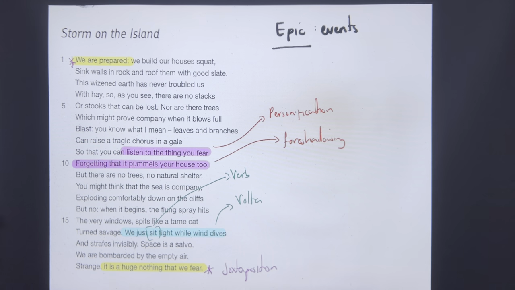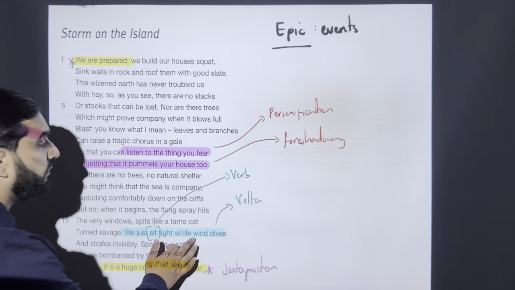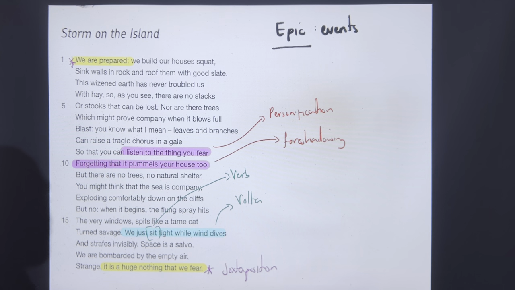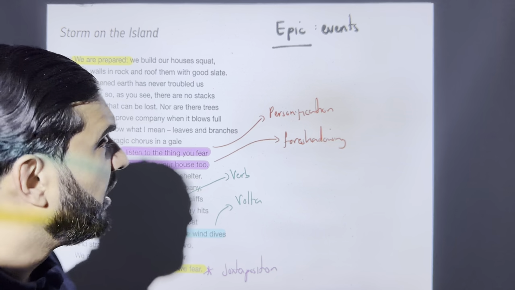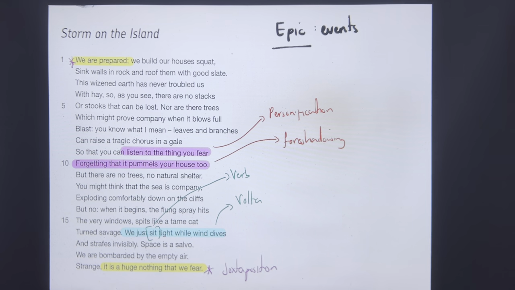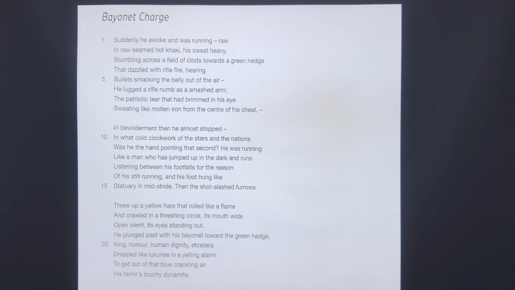And that is why the vulture here is important, because the vulture here shifts to the idea of them being absolutely helpless. It is a good poem, guys, to compare to Exposure. All right, guys, next one. It's a nice poem. This is Bayonet Charge.